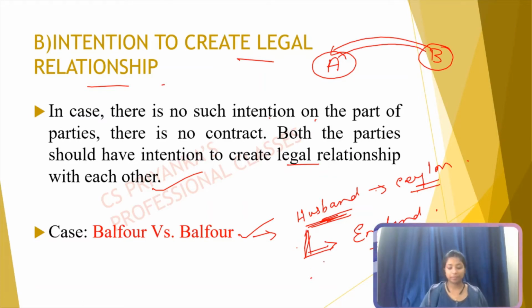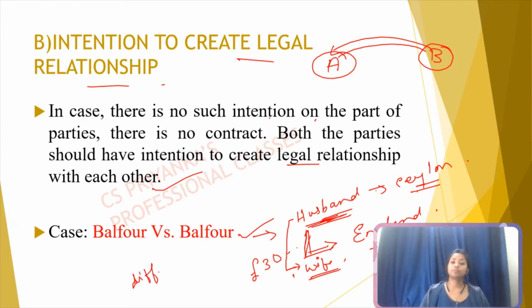The husband said okay, fine. In between, the husband promised his wife that during the time the wife is staying in England, living apart from the husband, the husband will send some money, that is 30 pounds per month, for her maintenance. Got it? Now afterwards, what happened? Some differences arose between husband and wife.